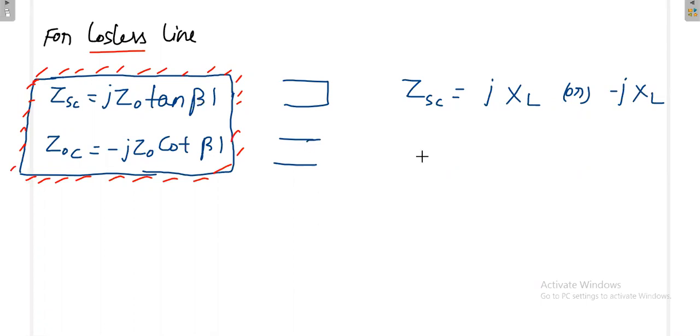Similarly, here also you can design minus jXL, or if you choose a value in such a way, then you can design plus jXL also.